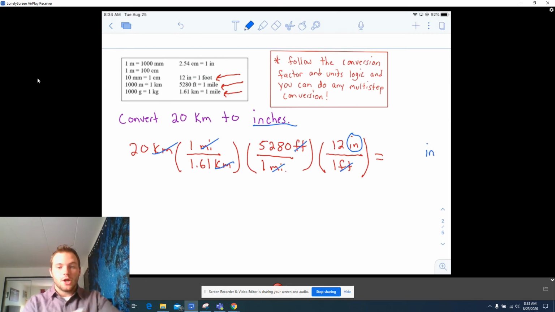Now, how do you know what number to get? What I'm going to do is I'm going to just multiply across the whole top to get my numerator. So I'm going to pull out my calculator. 20 times 1 times 5,280 times 12. That's going to give me a big number over here. 1,267,200.